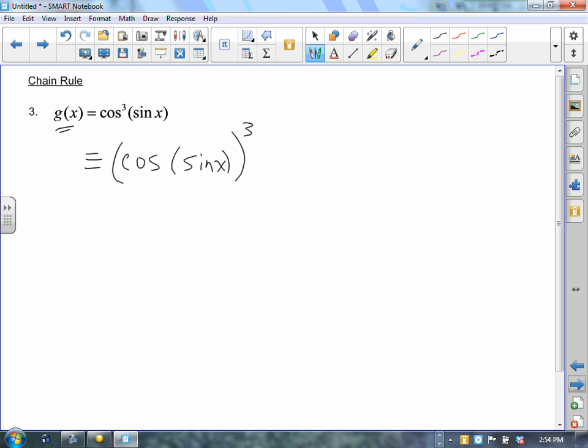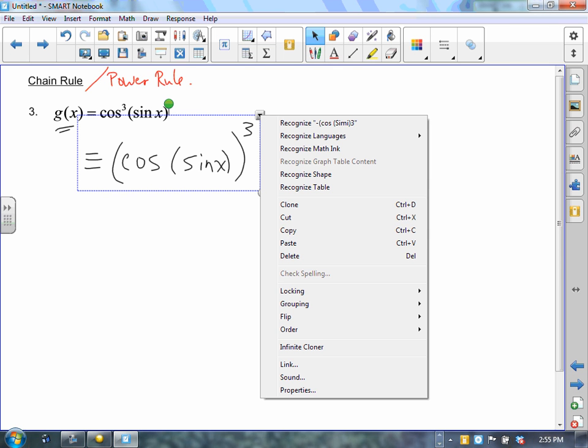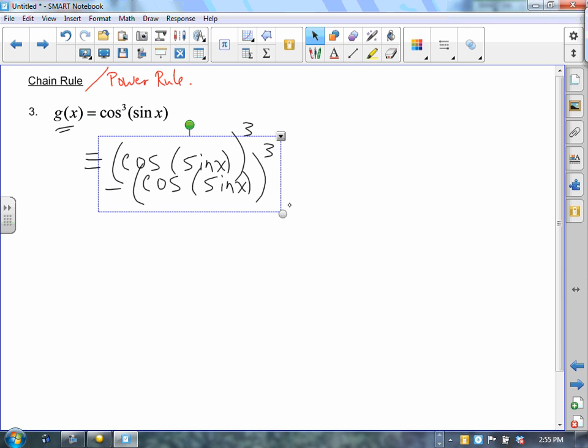So I think we can get a sense of appreciation for how the power rule will also be important in terms of the chain rule. So let's go ahead and see if we can differentiate this particular function. I'm just going to clone that expression.